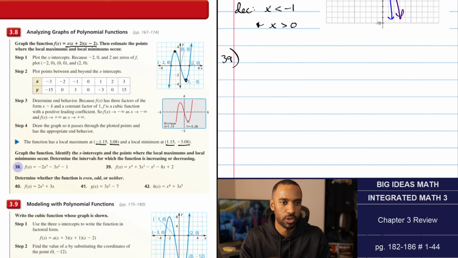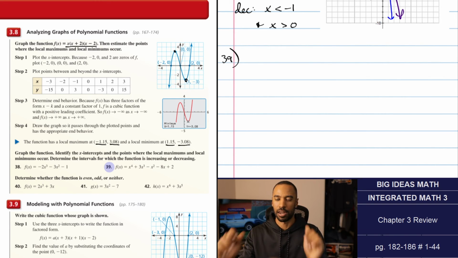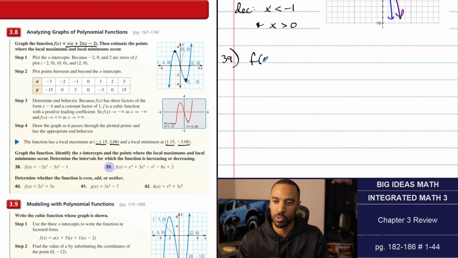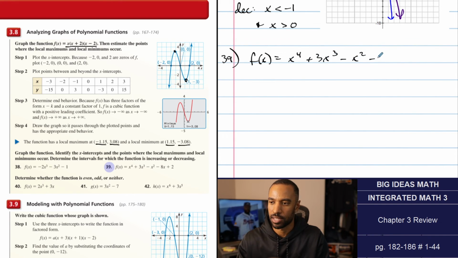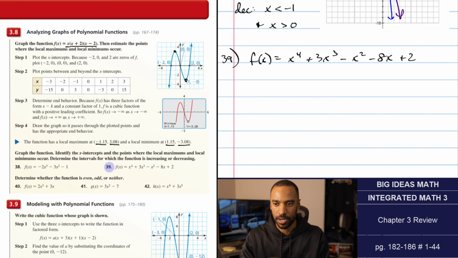We'll do the same stuff, use the graphing calculator, get all the points in. Now this is a quartic function, so this will have a start-up, stay-up kind of thing with a positive leading coefficient, but we'll see it on the graphing calculator. x to the fourth plus 3x cubed minus x squared minus 8x plus 2. Okay, so let's just type it in now.